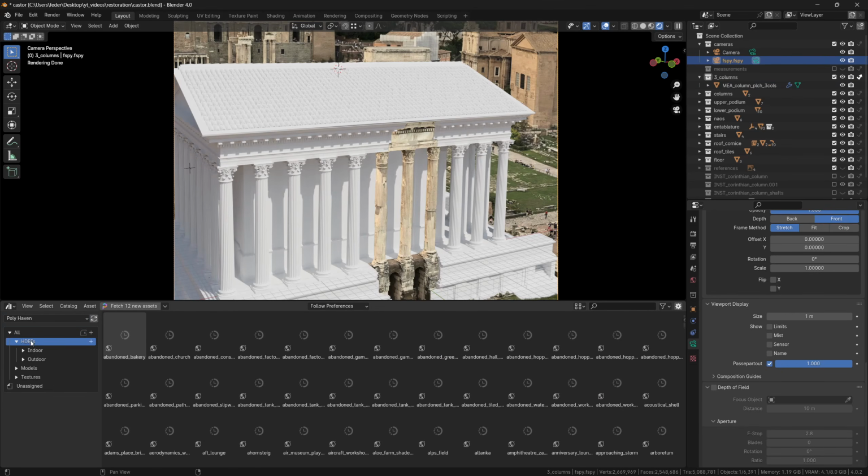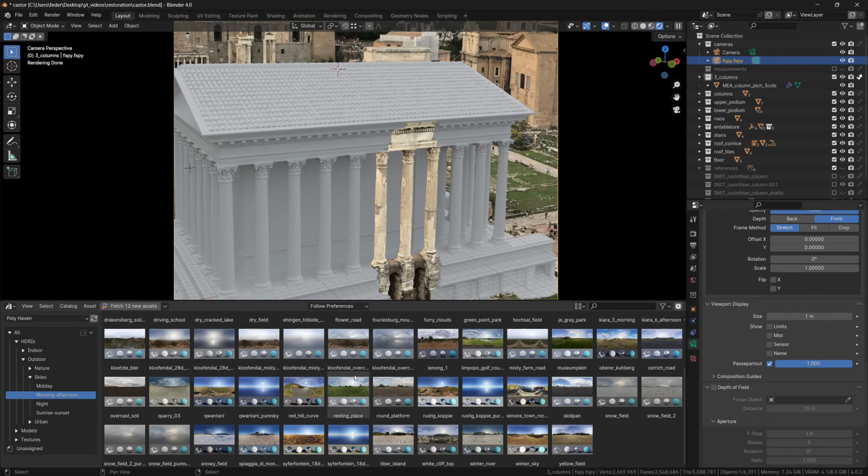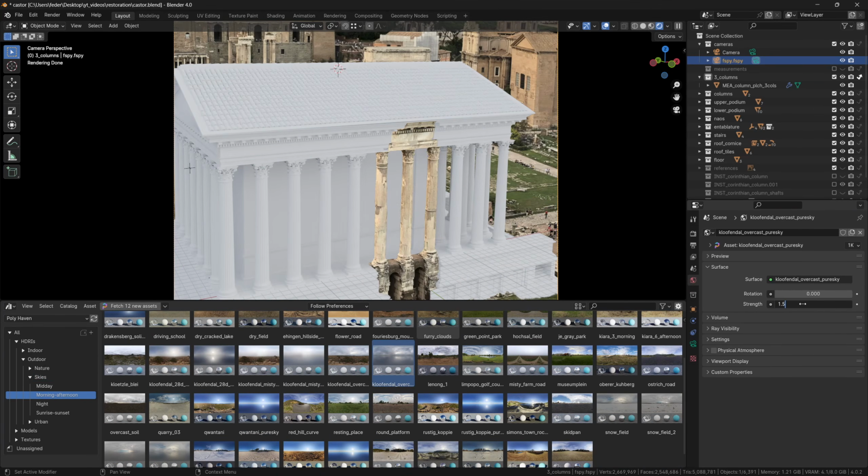The next step was to identify a proper HDRI for the scene, and for that there is no easier way than browsing through the catalog available with the Polyhaven add-on. After a few tests, I decided that the Clofendal Overcast HDRI was a good enough match with the base image.